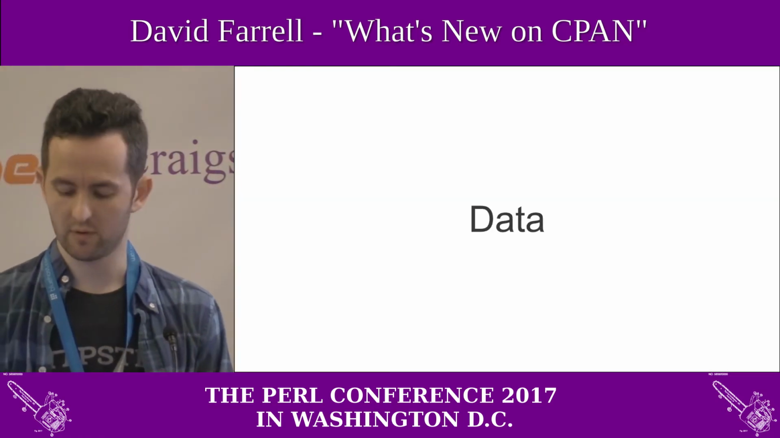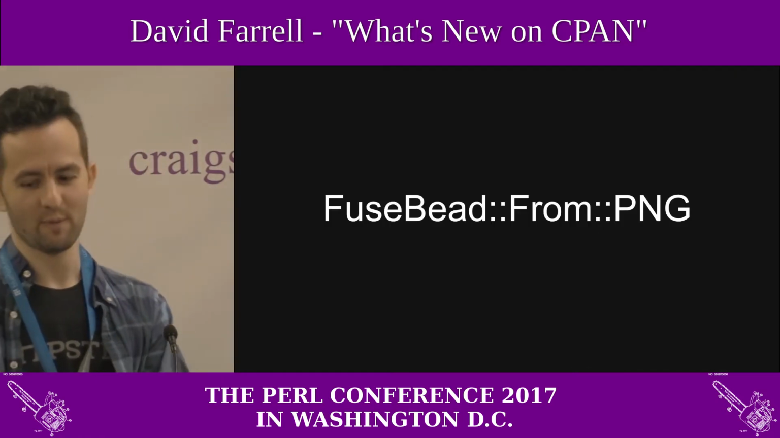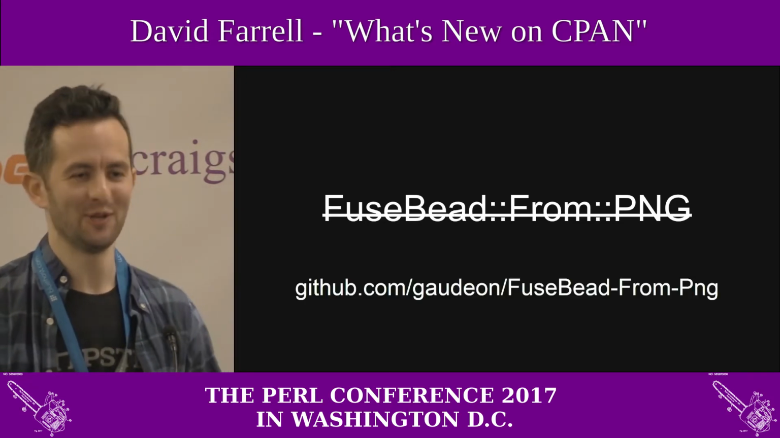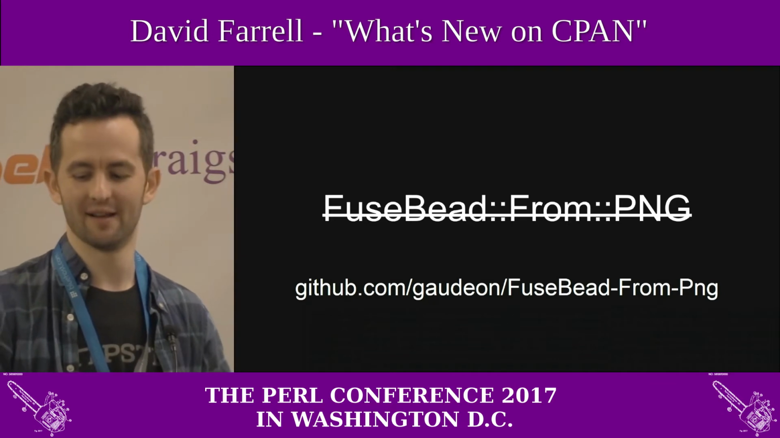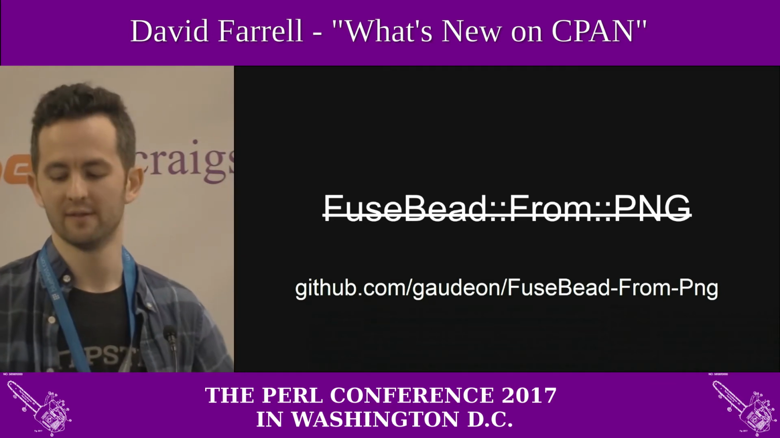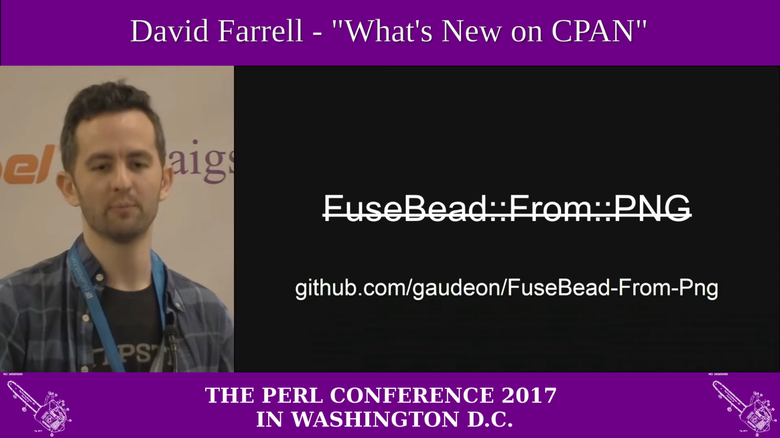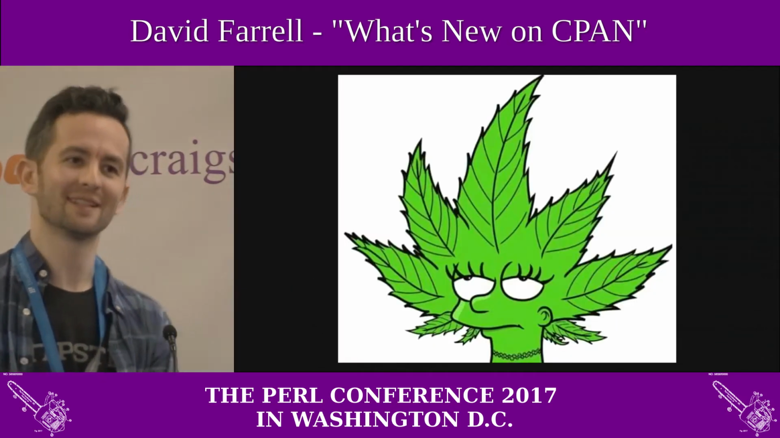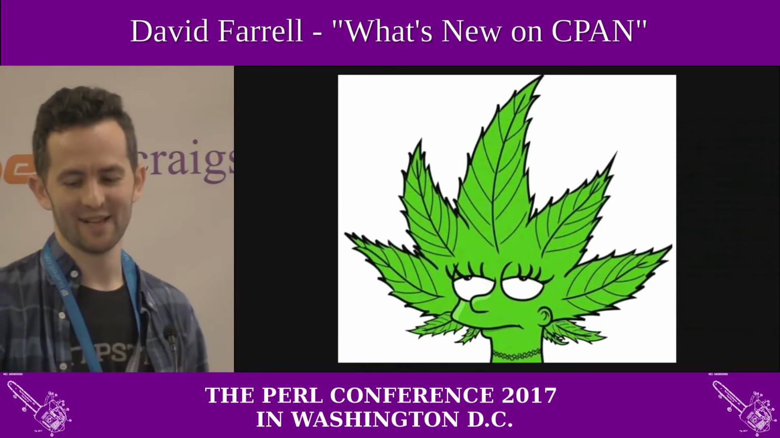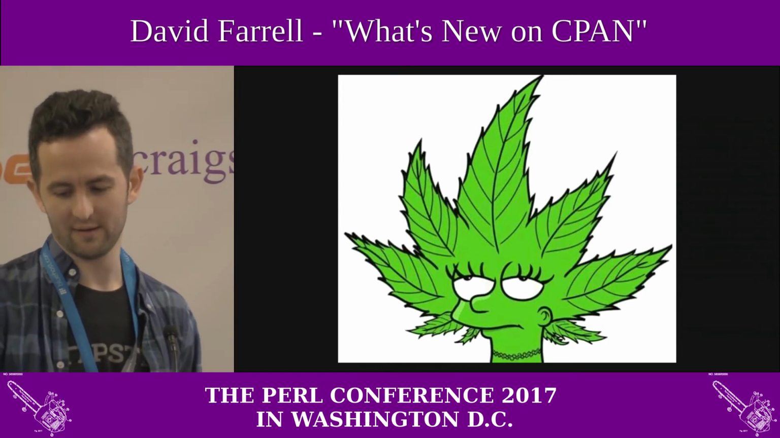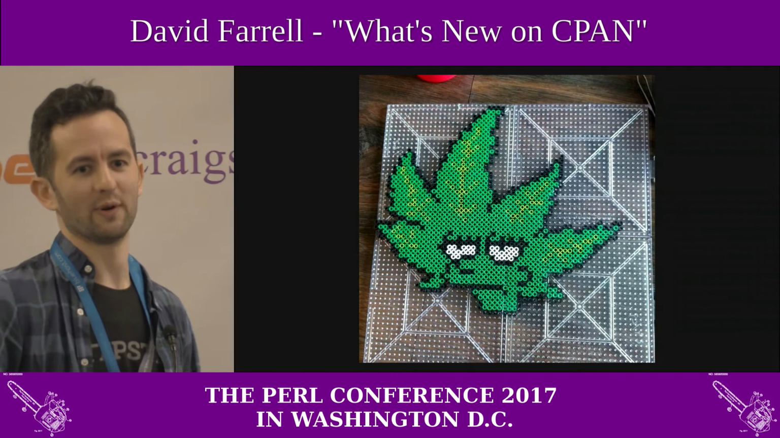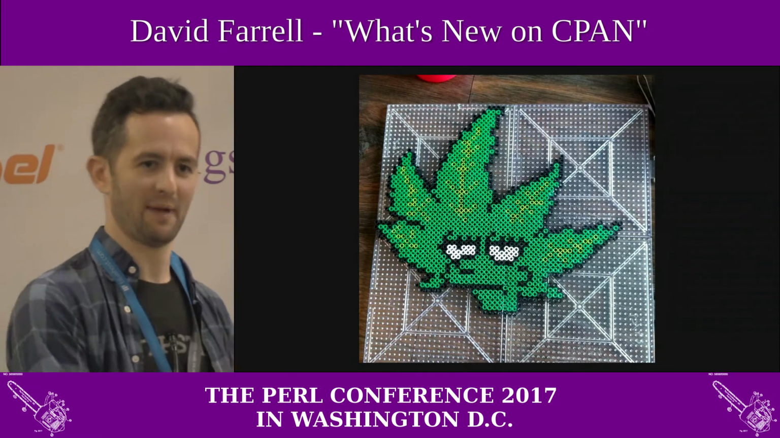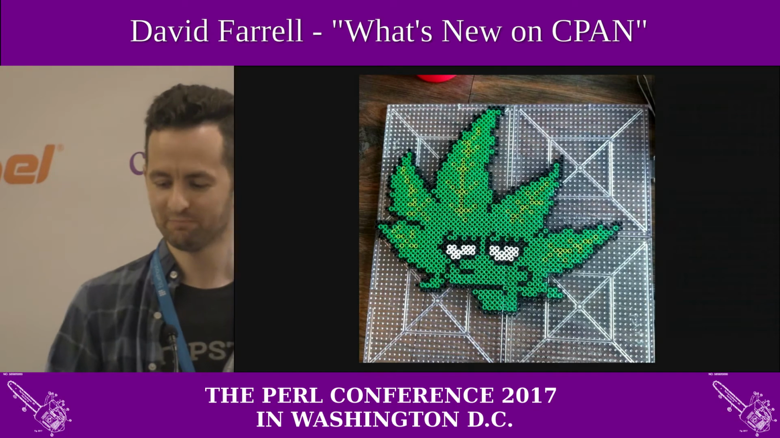Okay, data category. FuseBead from ping. Don't use this module. Use the GitHub repo instead, because the script file that you need to run is on the repo in GitHub, but it's not on CPAN yet. But what does it do, right? Well, let's say you have a ping like this. You can use FuseBead from ping to create a blueprint to create a FuseBead collage that matches the ping that you put in the first place. I think it's really cool.